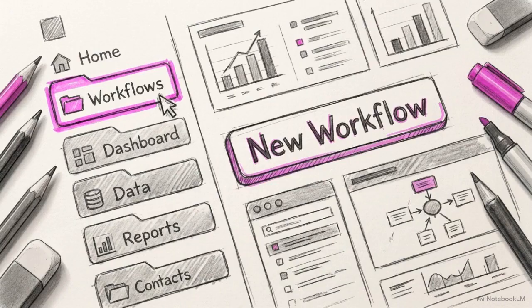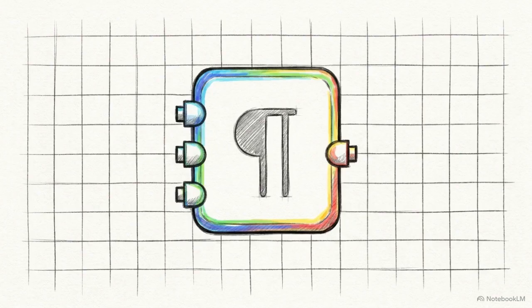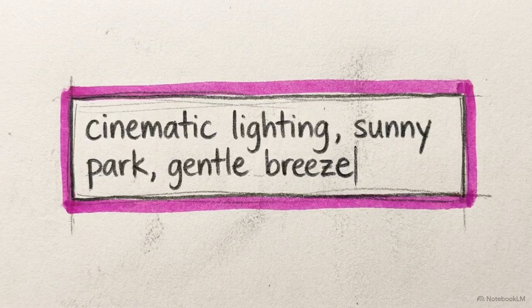To start, navigate to the Workflows tab on your Runway sidebar and select New Workflow to open a blank canvas. Every pipeline starts with a text node. This serves as the container for your environmental instructions, like describing the lighting or the weather in your scene.